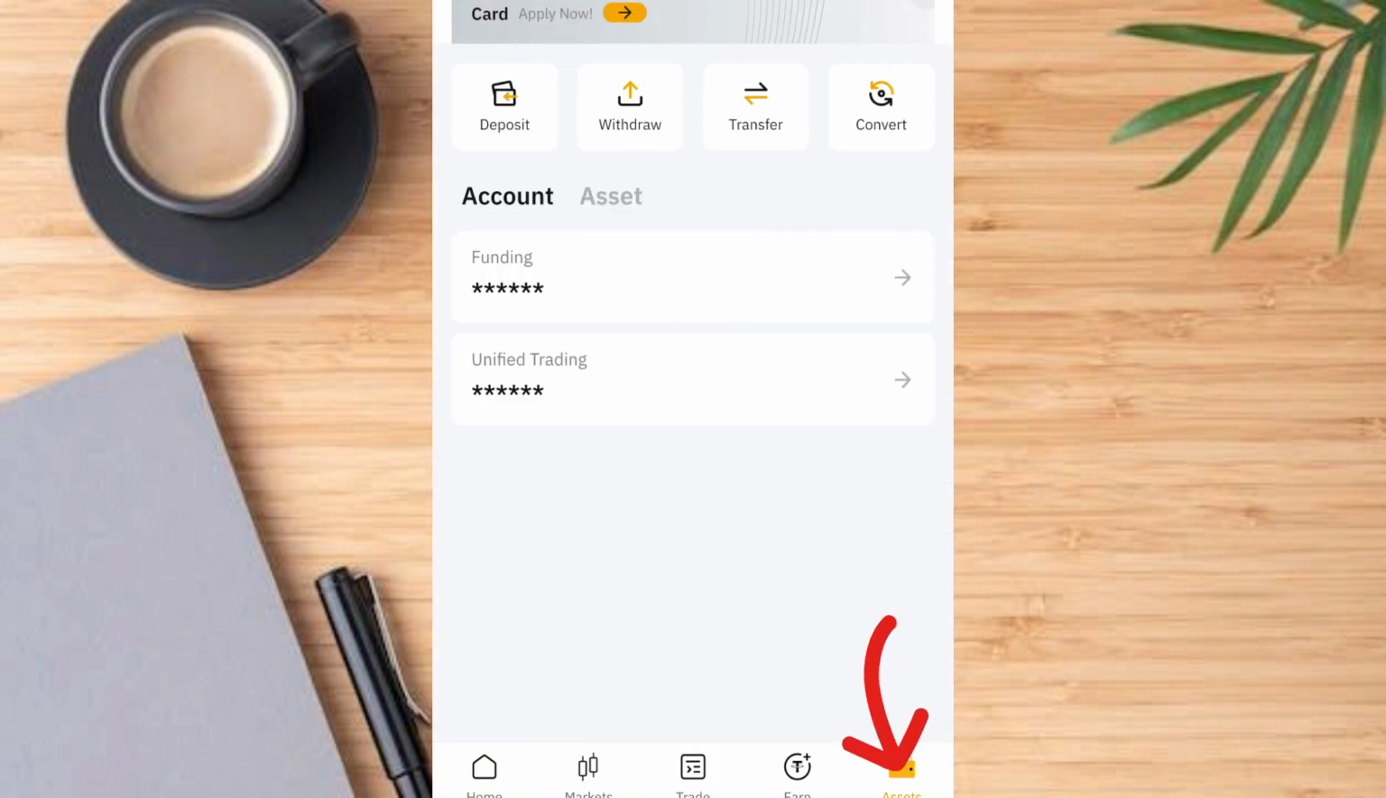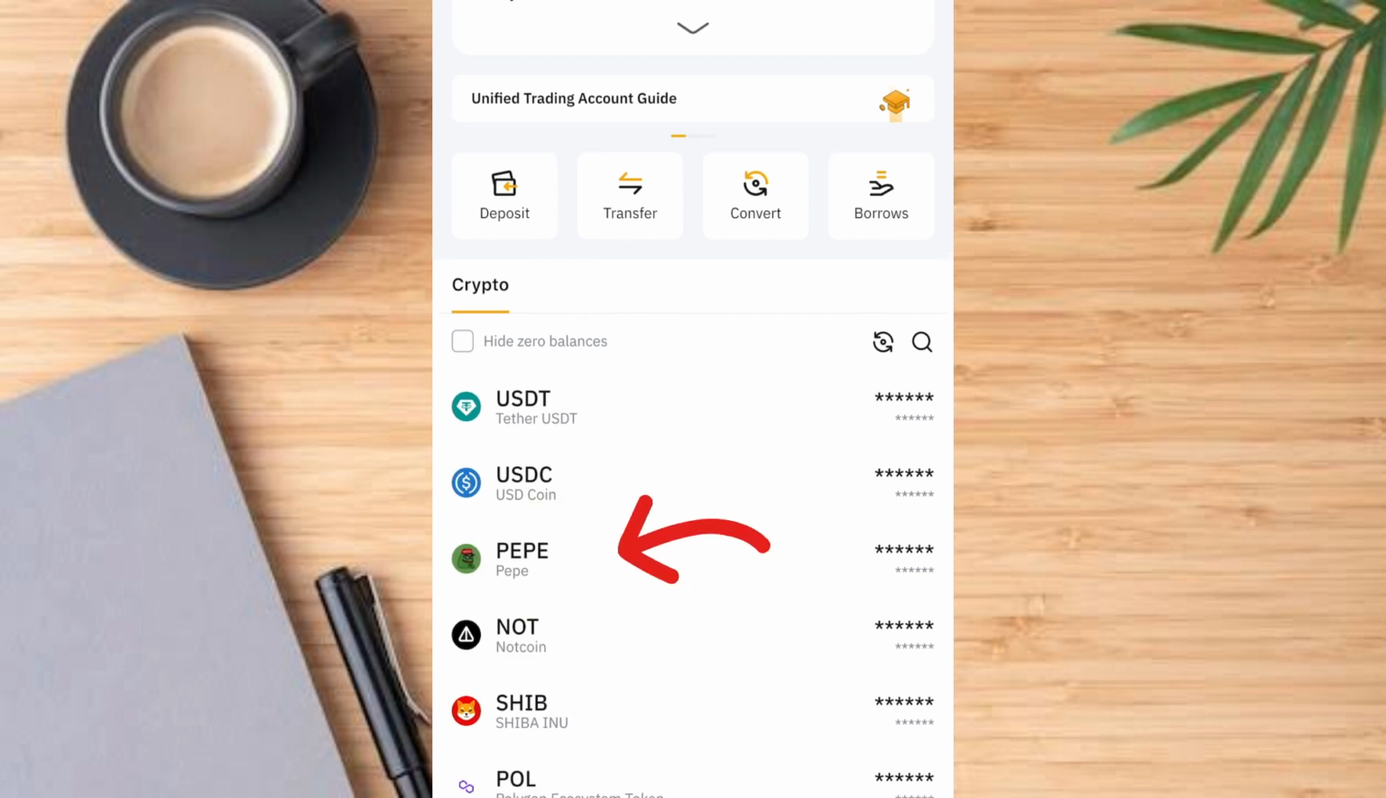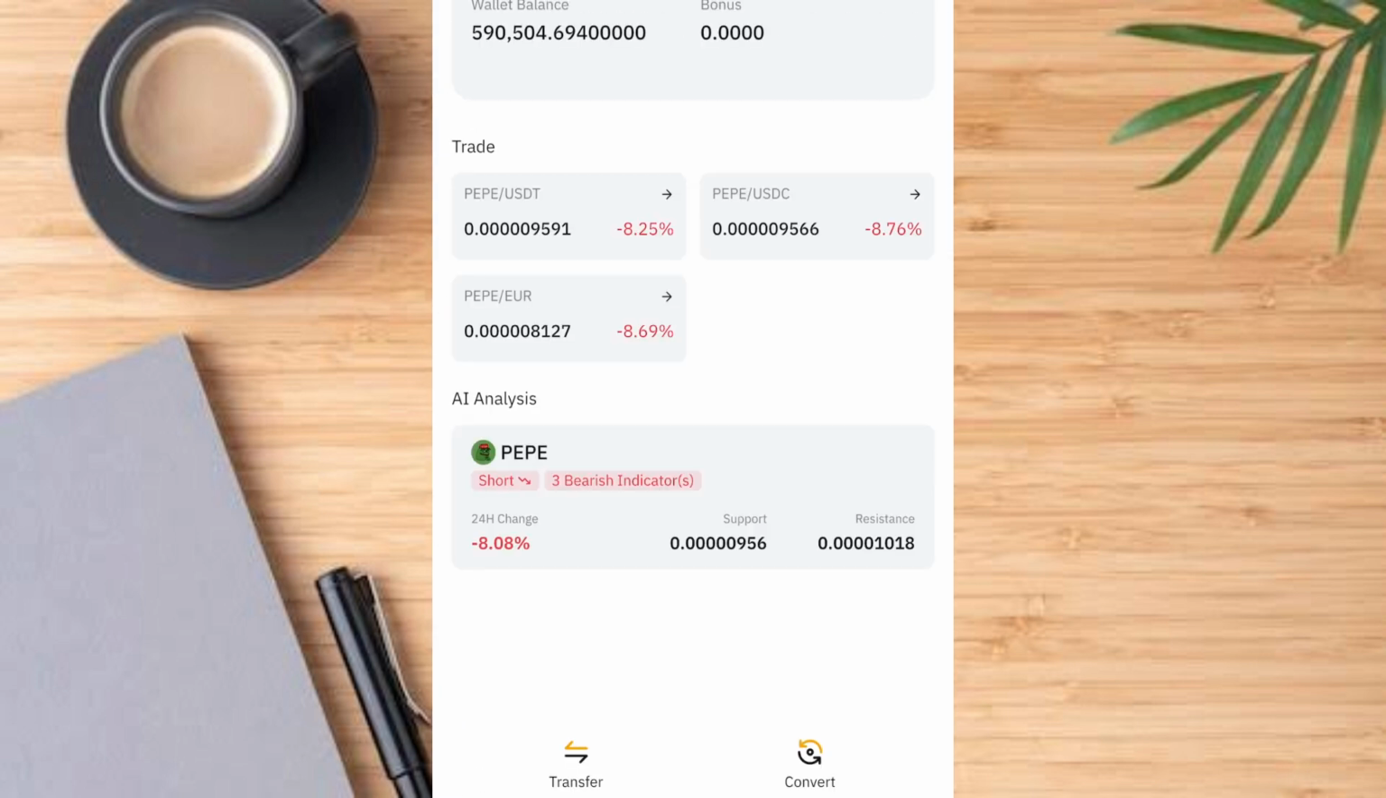So let me go to my wallet and tap on Unified account. So you can see that I have some Pepe on my Unified account. You see the Pepe I've bought has just displayed on my Unified account. So that is how to do that.